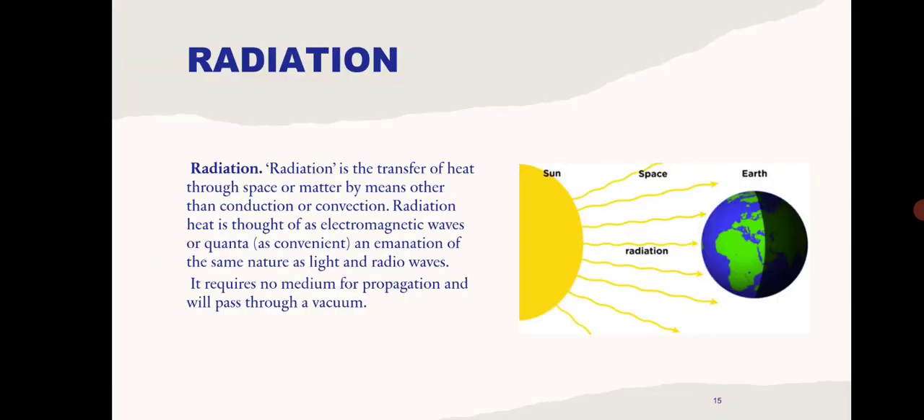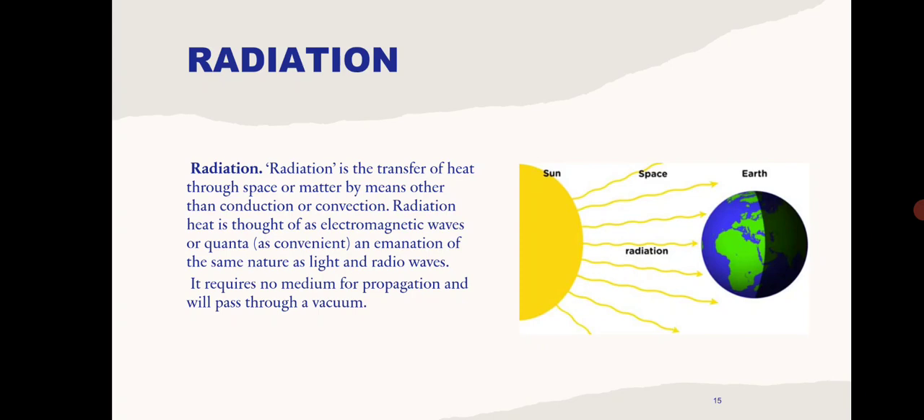Radiation. Radiation is the transfer of heat through a space or matter by means other than conduction or convection. Radiation heat is thought of as electromagnetic waves or quanta, an emission of the same nature as light and radio waves. It requires no medium for propagation and will pass through a vacuum.